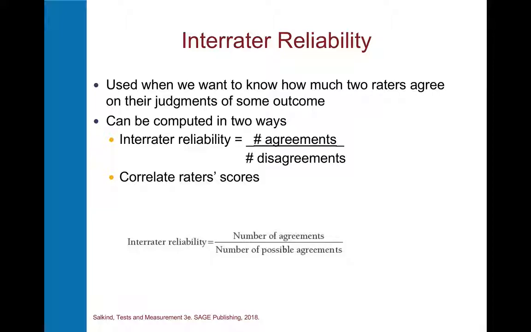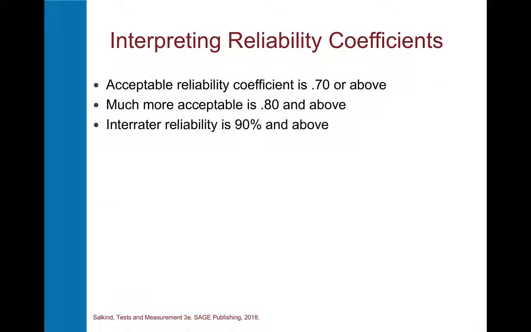And because it's basically the number of agreements, the threshold for good inter-rater reliability is usually higher compared to other types of internal reliabilities, which brings me to my next slide.